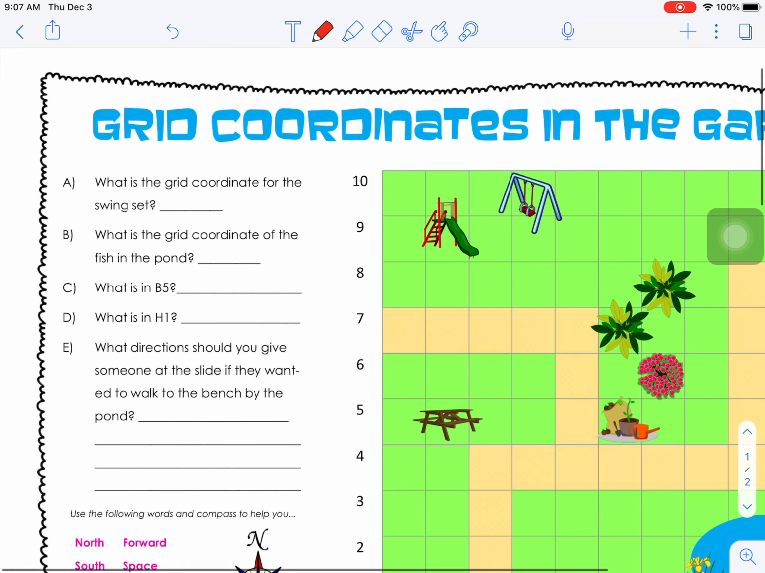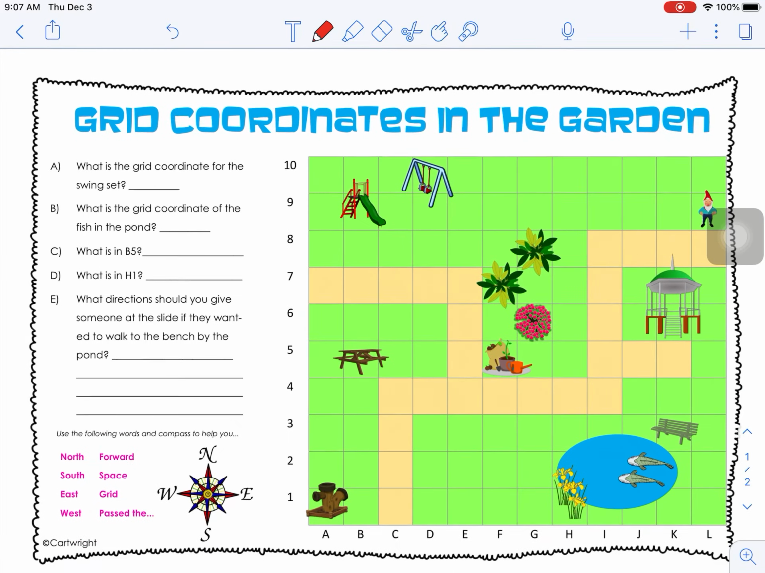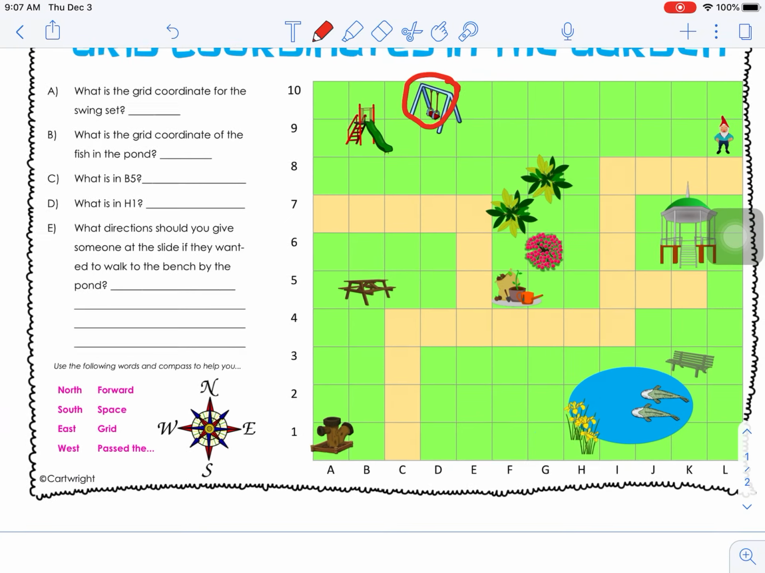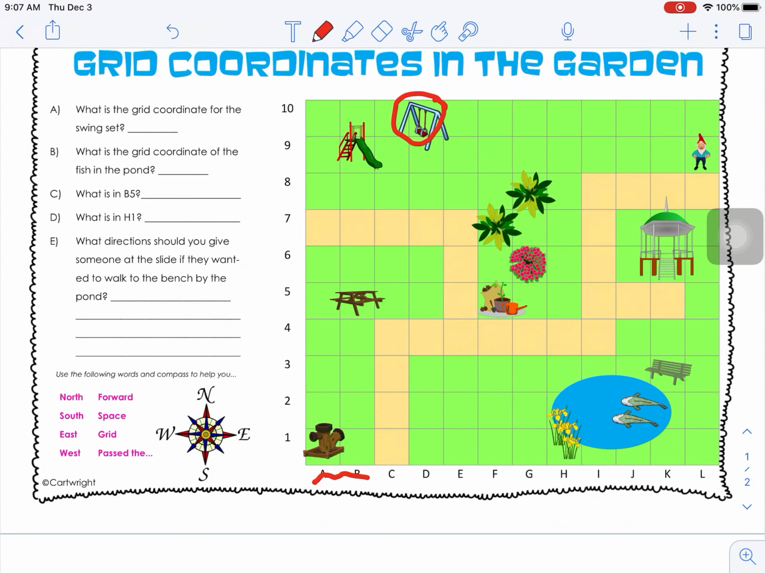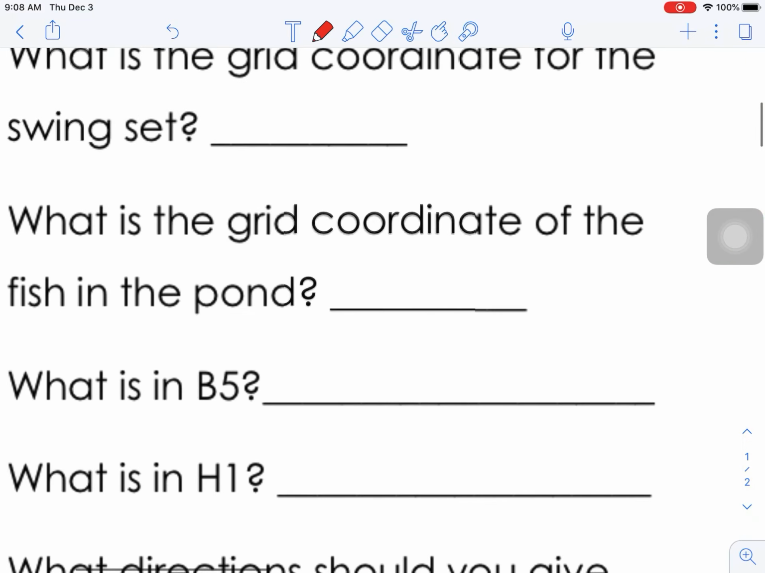It says, what is the grid coordinate for the swing set? So I can see my swing set is in this box right up here. Your job is to find the coordinate for that swing set. What do we start with? Our letters or our numbers? You always start with your letters. So I'm going to look at the bottom row here, and I'm going to see which letter is in line with my swing set. So I'm going to take my swing set and I'm going to go down, down, down, down, down. Oh, looks like it's letter D.